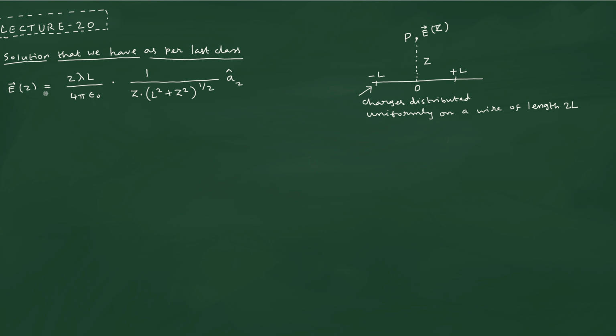So you have E of Z equal to this expression, 1 by 4 pi epsilon naught. I am not cancelling the 2 and 4 because it is easy to realize the existence of 1 by 4 pi epsilon naught. That's the reason. So you have 1 by 4 pi epsilon naught multiplied by 2 lambda L. So how do you understand the 2 lambda L? This is what we are going to see: 2 lambda L can be easily understood as the total charge.